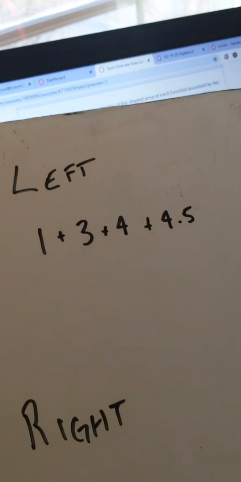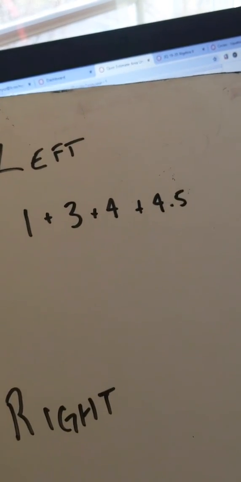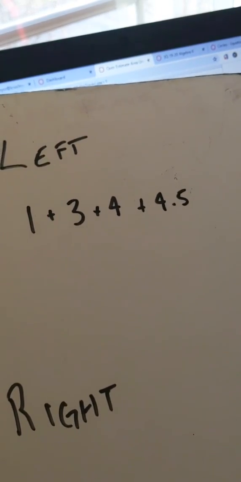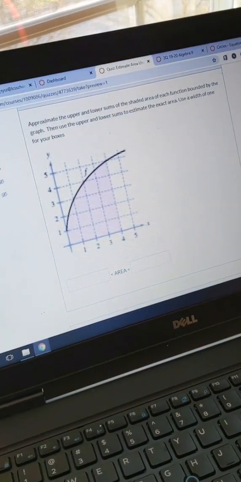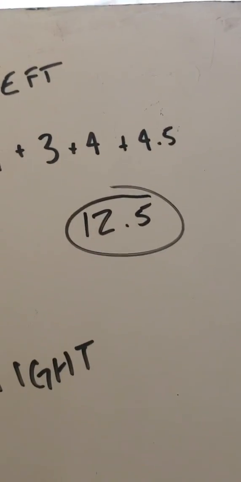So I have here, left is 1 plus 3 plus 4 plus 4.5. I'll just figure out what that total is. So that's 4, 8, 12.5. So if I did left bound area, I would say that is 12.5.